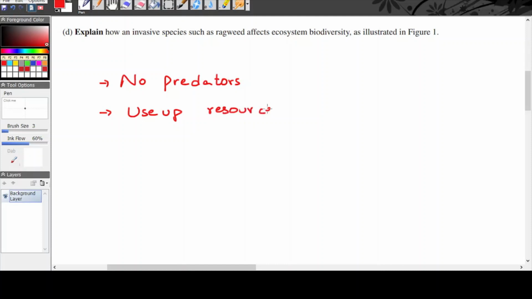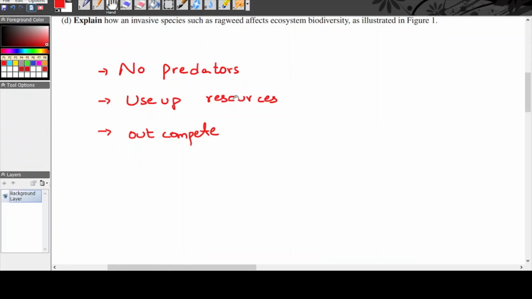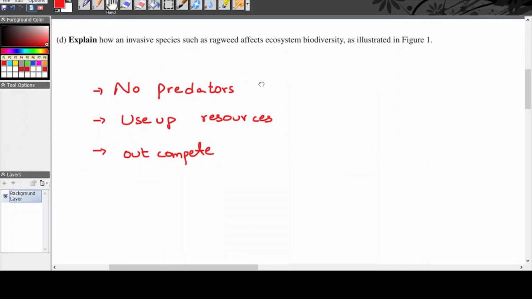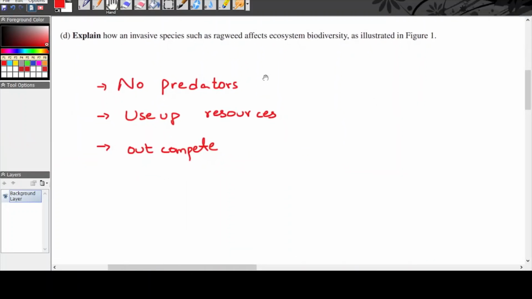which means that it will be tough for other species to grow in that same ecosystem, which means that the ragweed would outcompete any other species that tries to develop itself in that particular vicinity where the ragweed are present. And that is how the ragweed are going to affect the ecosystem biodiversity: by taking up all of the resources, by outcompeting other species, and by dominating the whole ecosystem and taking up everything for themselves.